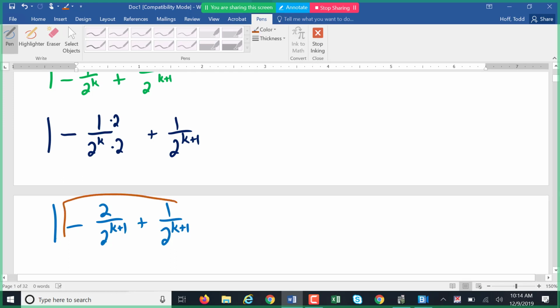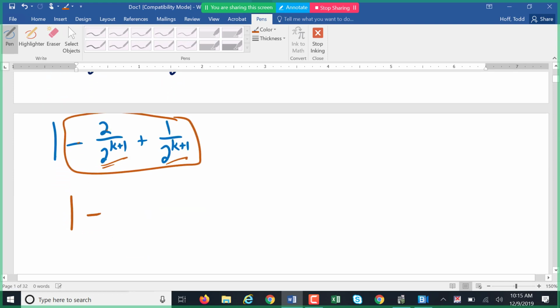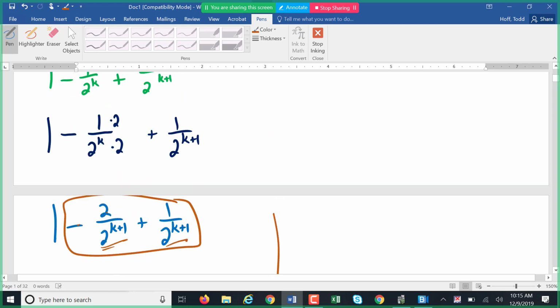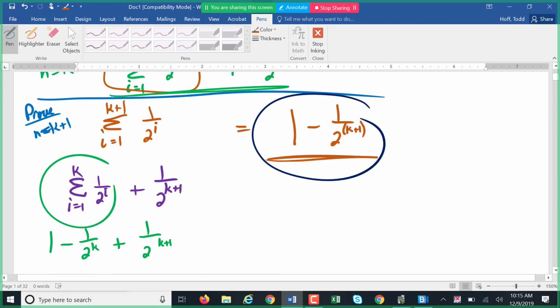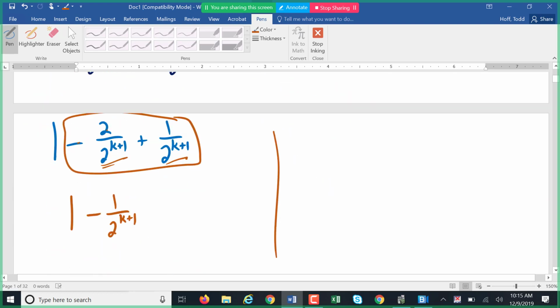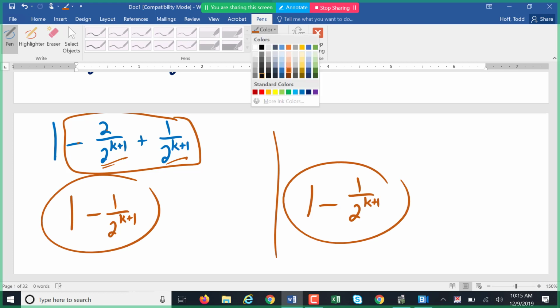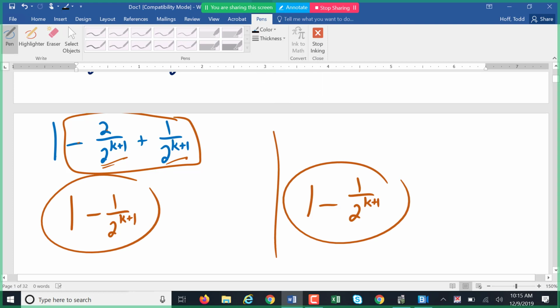So I can combine these two terms, since they both have the same denominator. So I can combine numerators. A negative 2 and a positive 1 make a negative 1. So that's 1 minus 1 over 2 to the k plus 1. And if we look all the way up on the right side and bring that down, that is what we had over here: 1 minus 1 over 2 to the k plus 1. Any questions there?